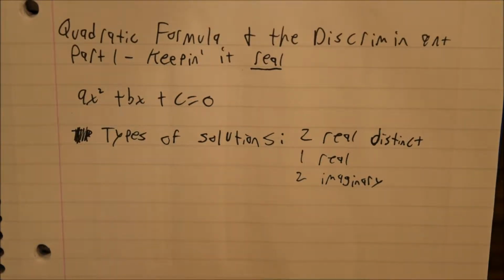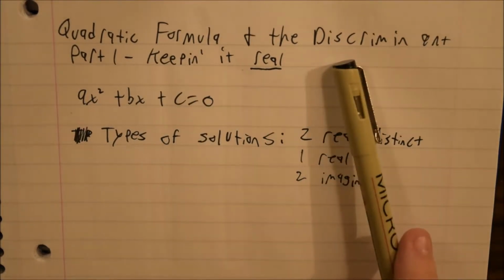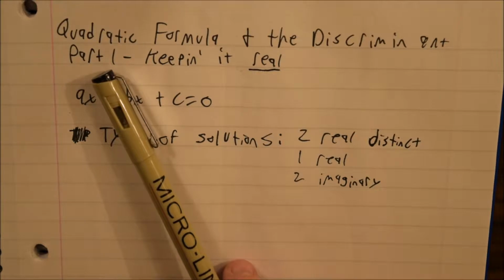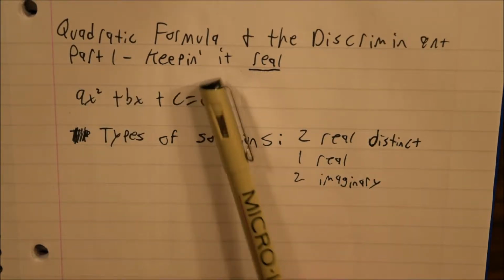Hey everyone, this is Math Done Right, and today we're going to be looking at the quadratic formula and the discriminant. This is going to be part one of a three-part series, and this one is keeping it real.